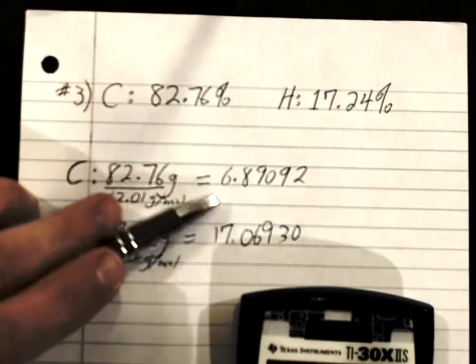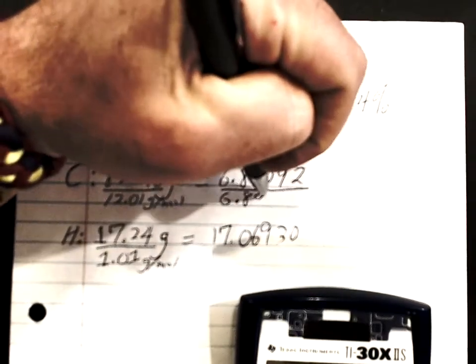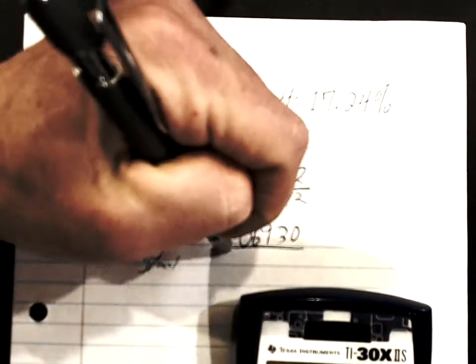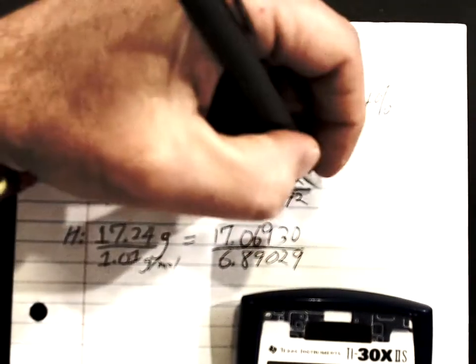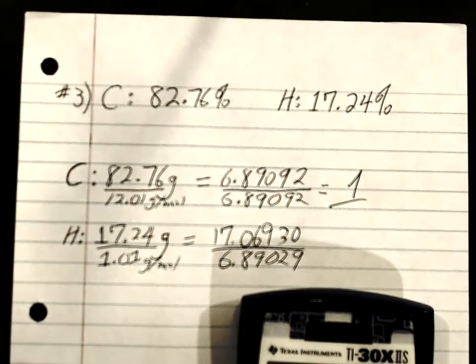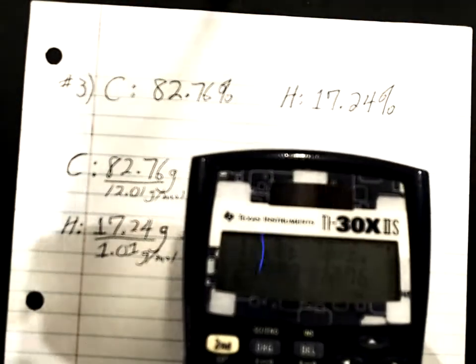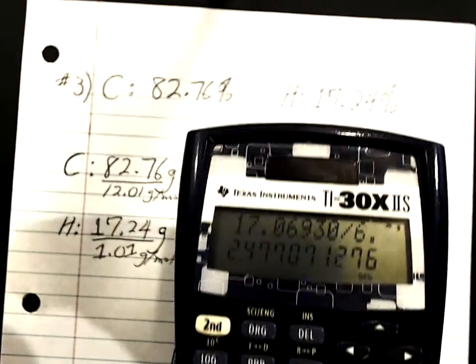Change these into whole numbers by dividing by the smallest. 6.89092 is the smallest. So we'll divide each of these numbers by that. 6.89092 divided by 6.89092 gives us 1. 17.06930 divided by 6.89092 is going to give us, this is where things get interesting, 2.47.